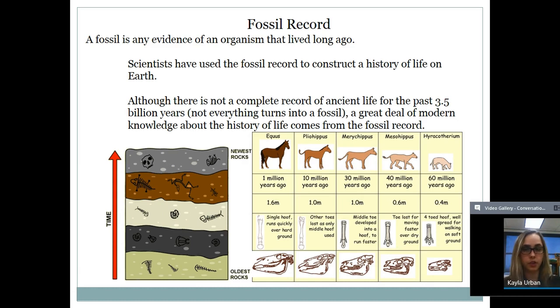I have 2 different images here for you to show how we read the fossil record. First, when you're looking in rock layers, you know that the oldest rock layers are on the bottom, with newer rock layers forming on top.